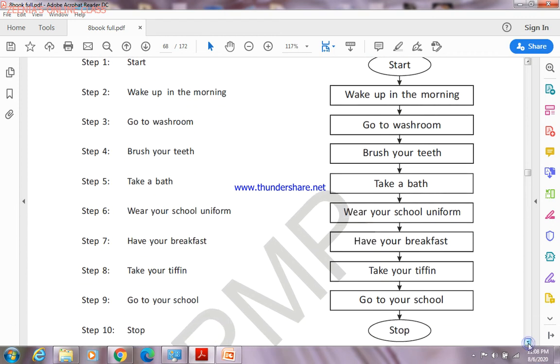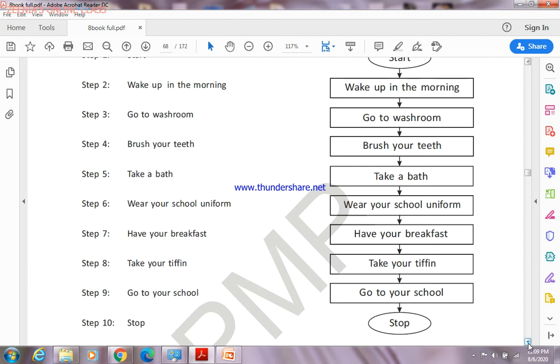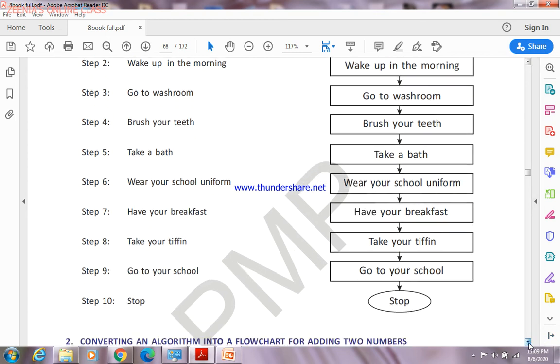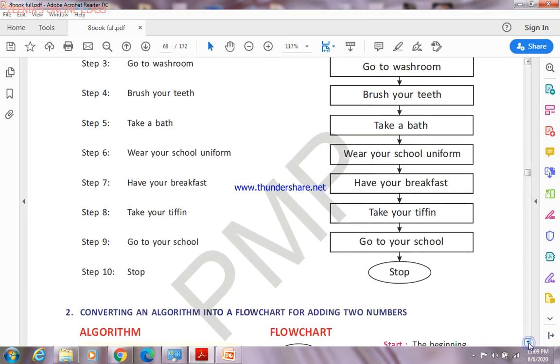Then go to washroom, brush your teeth, take a bath, wear your school uniform, have your breakfast, take your tiffin. All the things in rectangle box, right? So whenever you are reaching the school, that is your destination. After this, your routine ends there. Okay, till school it was the routine. So after this, using this oval sign, you will put stop there.